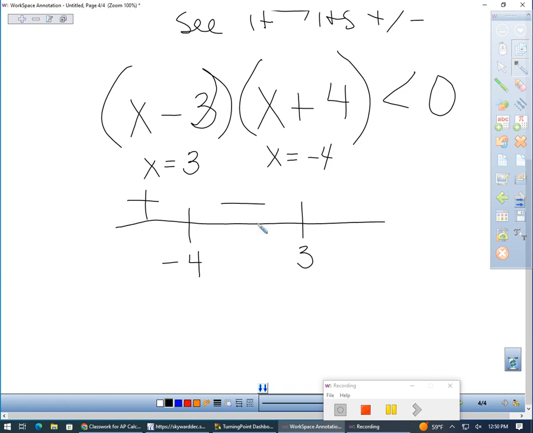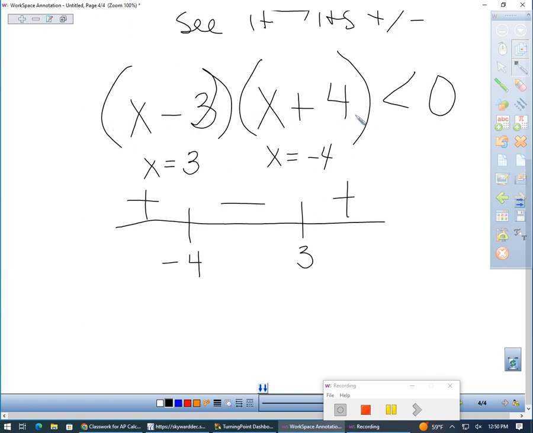And then if I pick something bigger than 3, 4. All right. 4 minus 3 is 1. 4 plus 4 is 8. 1 times 8 is 8. That's also a positive. Now that I have my signs table, I can answer my question.